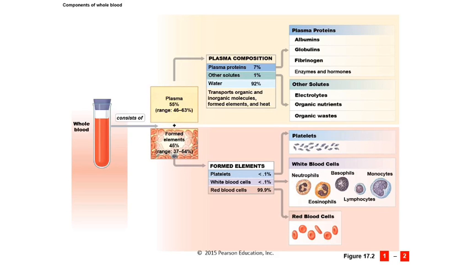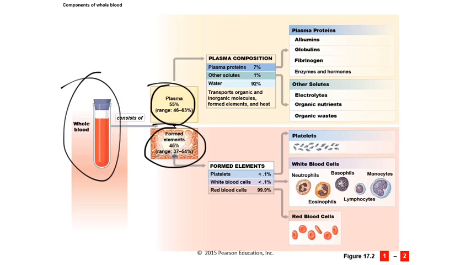So just to see this graphically, and this should all be review, whole blood taken from the body can be separated out into the plasma and the formed elements. The formed elements, again, on average, about 45 or so percent of the entire volume. That's going to be made up of a very small percentage of platelets, a very small percentage of white blood cells, the vast majority being red blood cells.